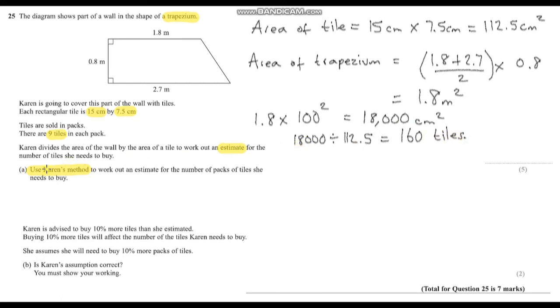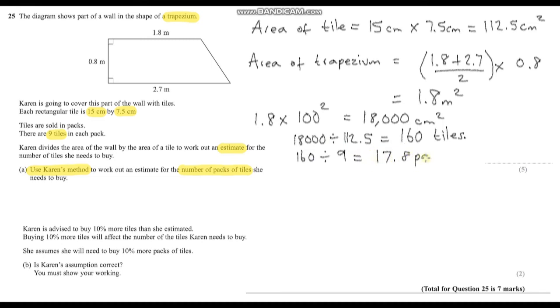Now we're almost done, but the question says work out an estimate for the number of packs of tiles. So let me just highlight that: the number of packs of tiles. We know how many tiles she needs, but how many packs is that? Well, there are 9 tiles in each pack. So we're just going to do 160 divided by 9. And we get 17.8. Sorry, I can't speak.